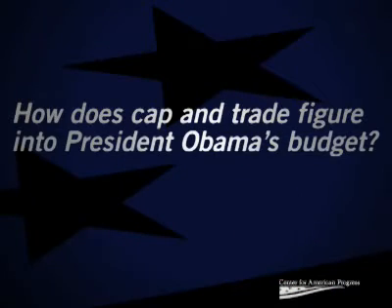How does cap and trade figure into President Obama's budget? President Obama has presented a bold budget for fiscal year 2010. We know that he's serious about climate change because he accounts for the revenue that's going to be generated by a cap and trade auction. This begins in 2012, and between 2012 and 2019, a cap and trade program is going to generate $650 billion in additional revenue for the government to use.